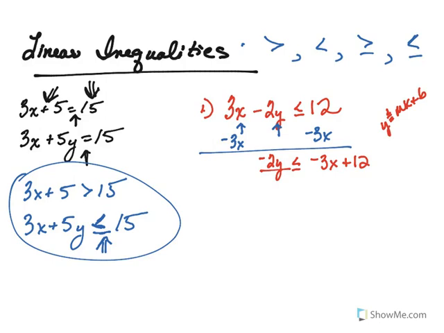So now I'm going to divide by a negative 2, dividing everything through. Because that's negative, as you probably heard before, I need to flip the inequality sign. Just to reiterate, because the value I divided everything through by is negative, I have to flip that sign. So now I have y is greater than or equal to 3 halves x minus 6.